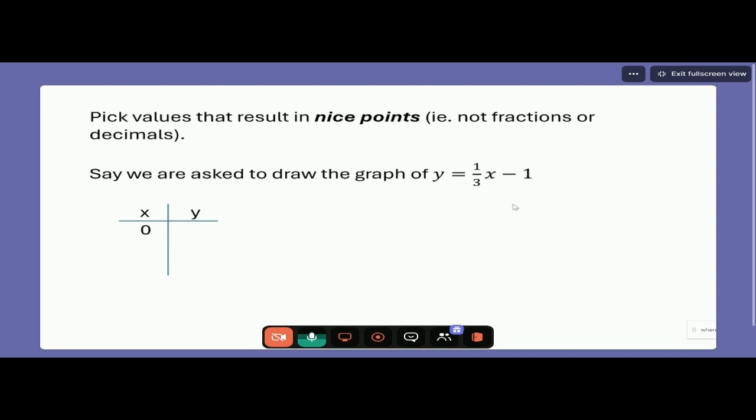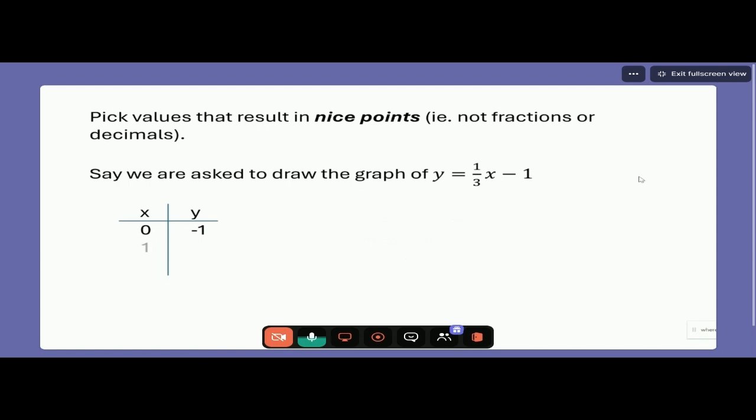Always starting with x equals 0 is likely to be a good place. So we plug in 0 for x. A third times 0 is just 0, and look how easy that was. There's our first pair. When x is 0 and y is -1, it makes the equation true, so that is a point on the graph.